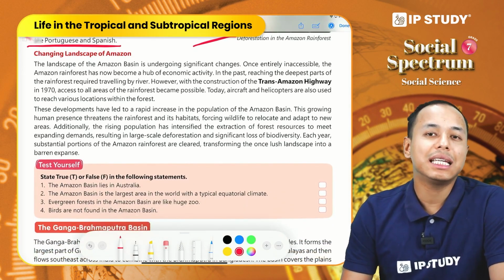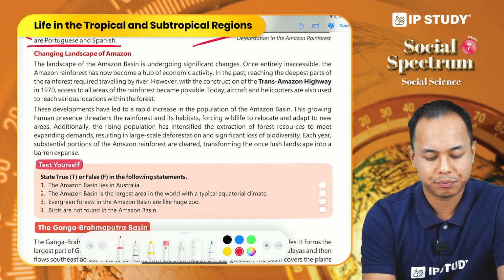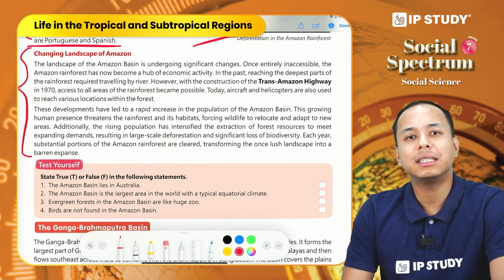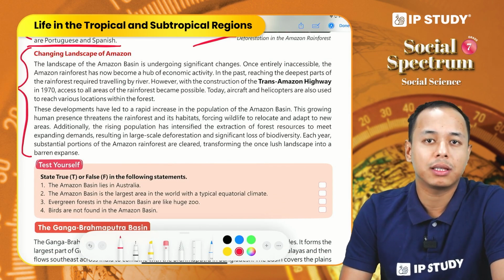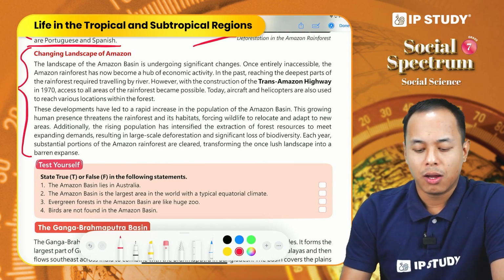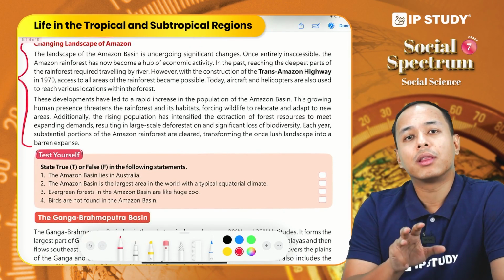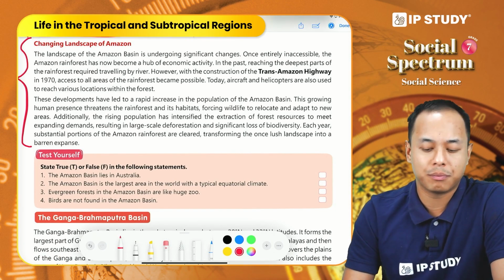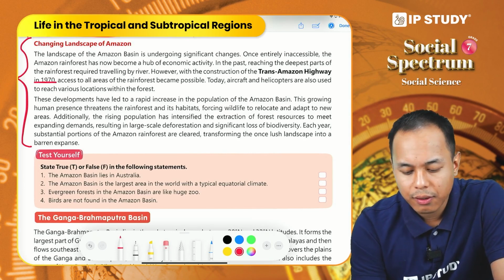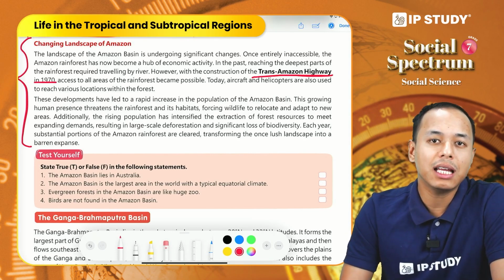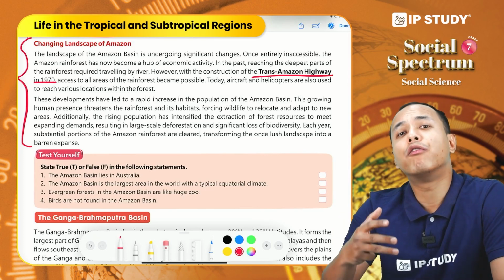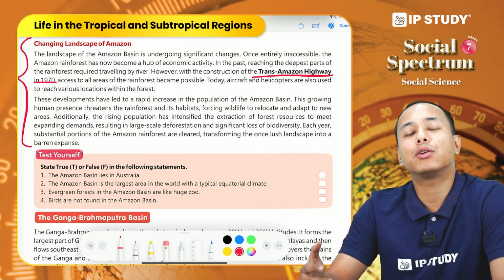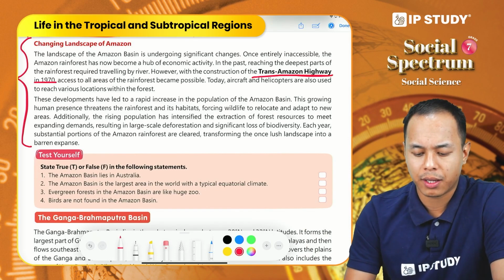Now let's see the changing landscape in the Amazon forest or the Amazon basin. In the past few decades, the Amazon basin has undergone immense change. The landscape has changed. Why? Initially, the deepest region of the Amazon forest was accessible only through the river. But with the construction of the Trans-Amazon Highway in the 1970s, it became possible to reach the various regions of the rainforest. As a result, many people came and started to exploit the forest for their own benefit.